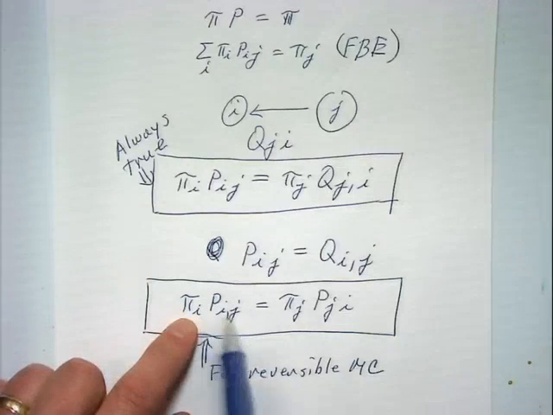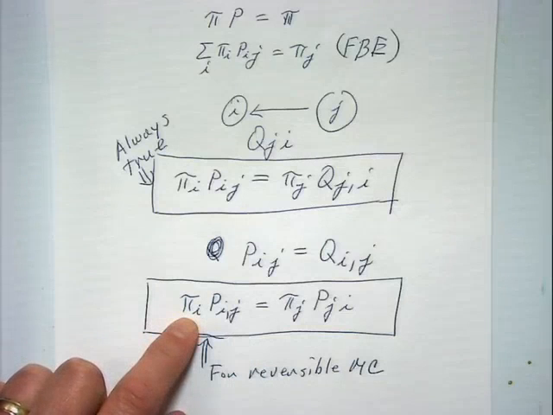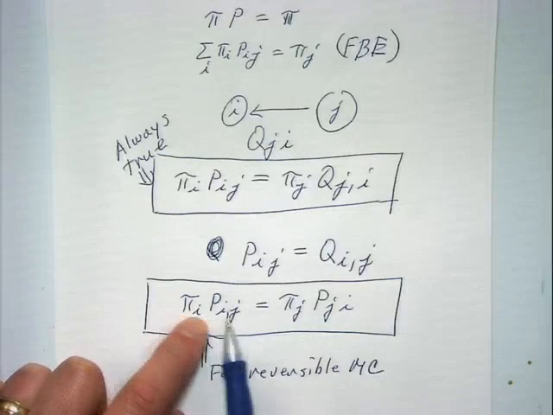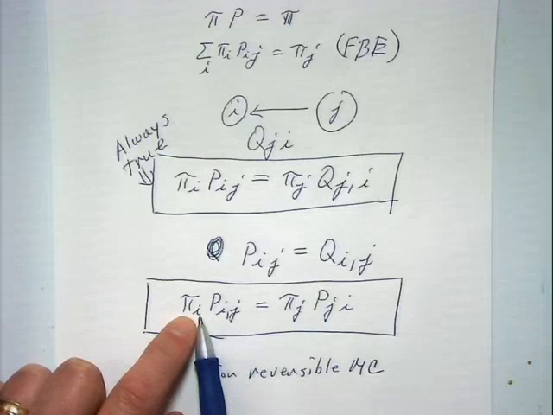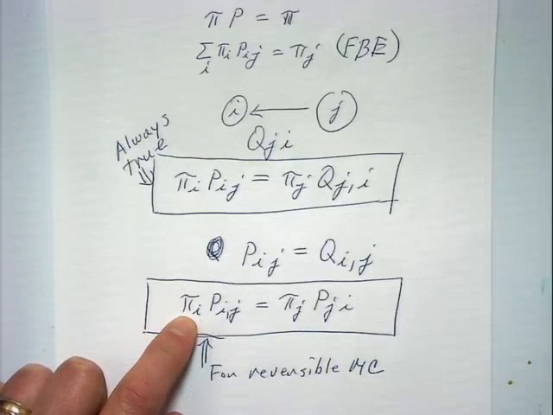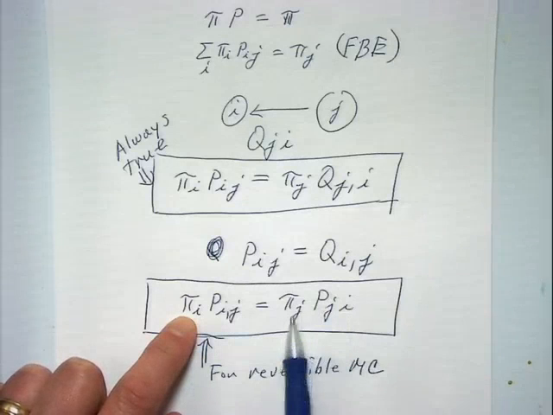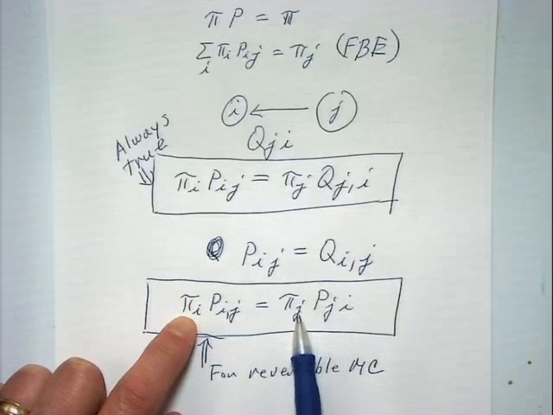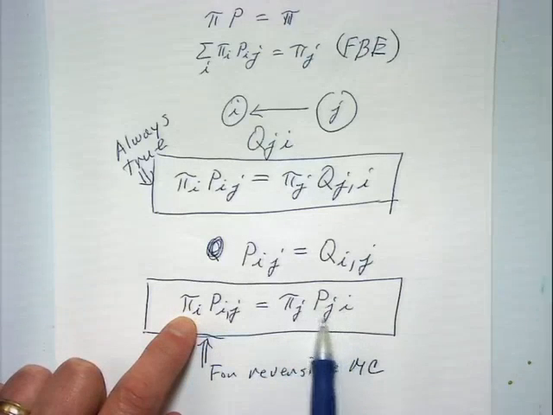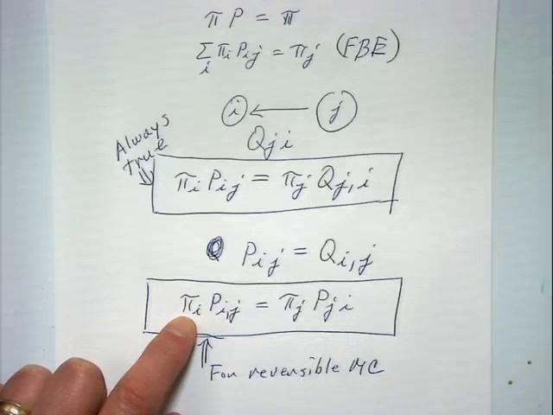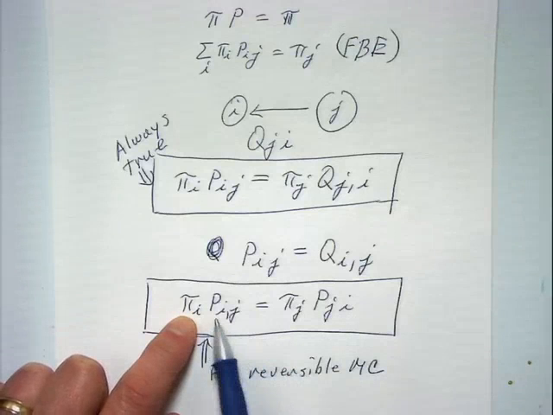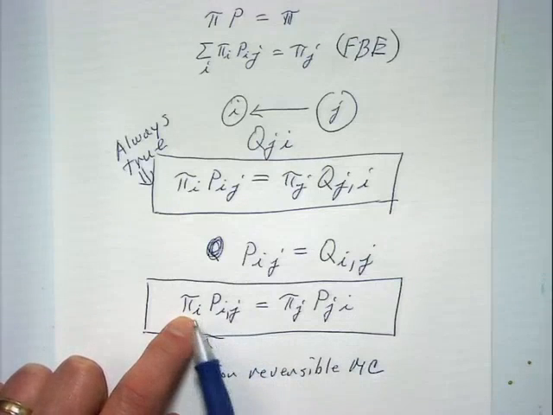This represents the rate at which something happens, because it's the product of the probability that you're in state i and the probability that from state i you go to state j. And this is the probability you start in state j, and then from state j you go into state i.